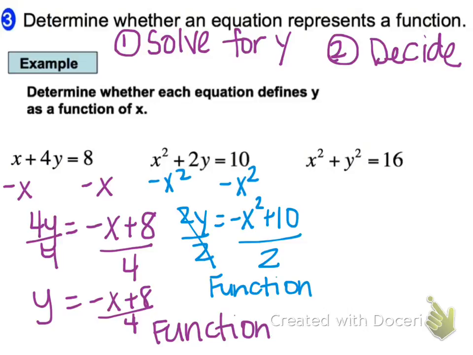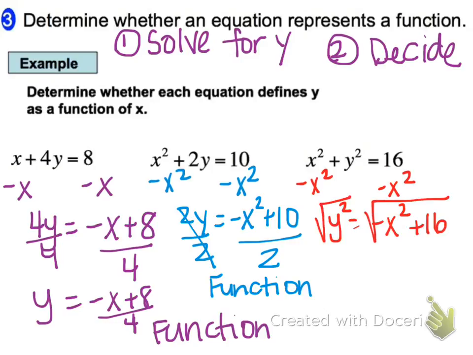But let's look at our last example here. So far it looks like it's always a function. So let's take a look at this last one. Remember the steps tell us to solve for y. So I'm going to start by, again, subtracting the x squared. So I get negative x squared plus 16. And then I'm going to take the square root of both sides. Now remember, when you take the square root of a variable that's being squared, your answer becomes plus or minus the solution. So we're going to get plus or minus the square root of negative x squared plus 16.